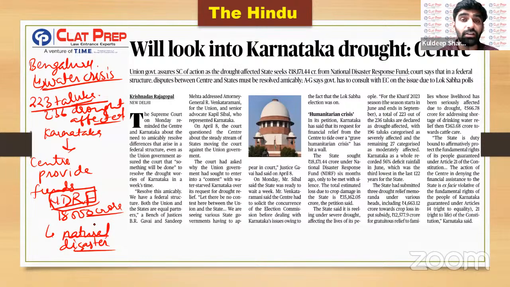If the center declares that the Karnataka talukas are presently facing drought, then the Karnataka state can get funds from the NDRF also. However, the center has been unresponsive and has not given any response. So finally, the Karnataka state has gone to the Supreme Court.